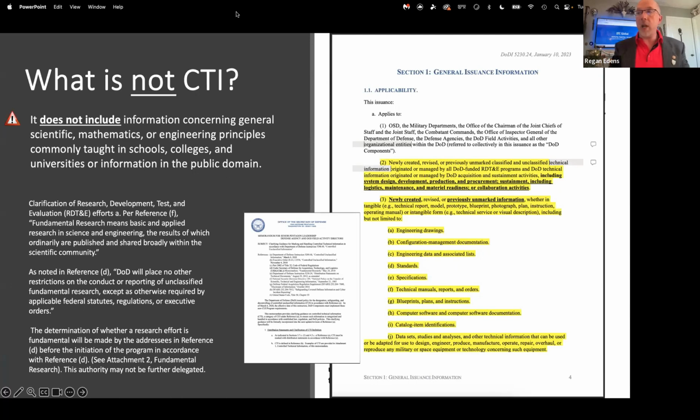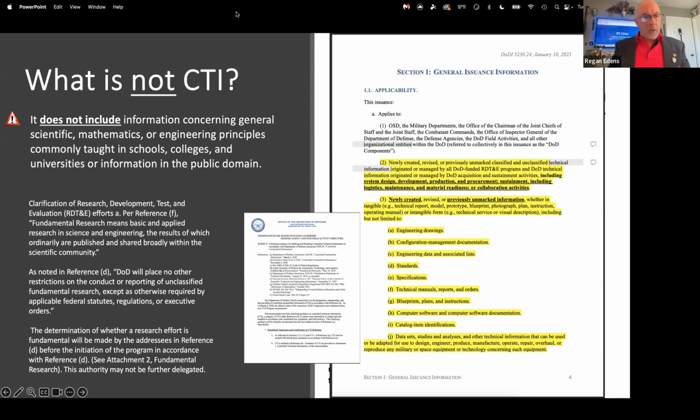Yes, unless it's off the shelf, and we'll talk about that just here shortly. So it does not include information within the exception. It does not include information within the general scientific and engineering principles. Okay, that is the exception. Commercial items are included within this exception, and we'll tease out some details related to that.